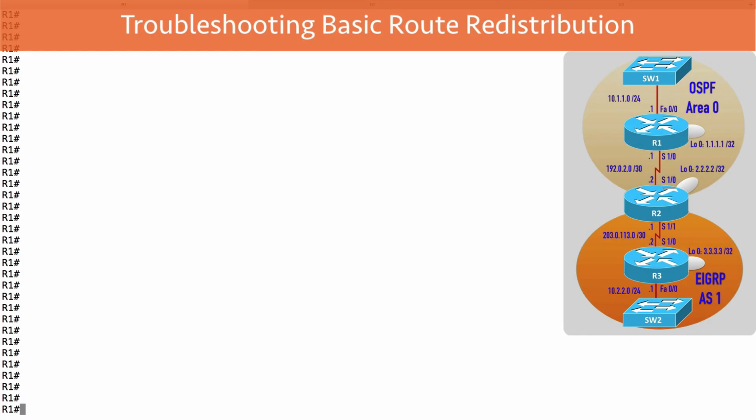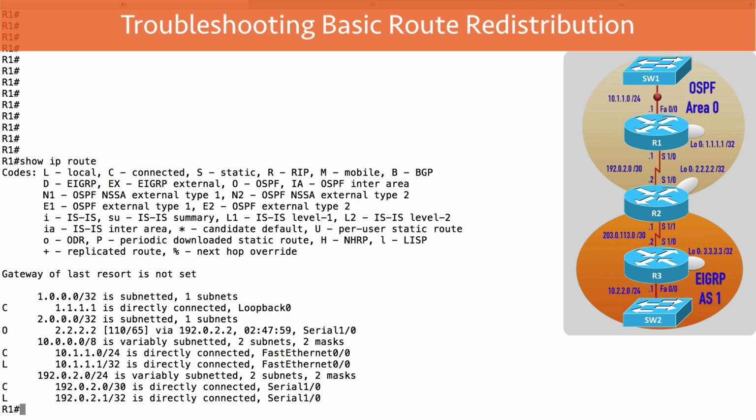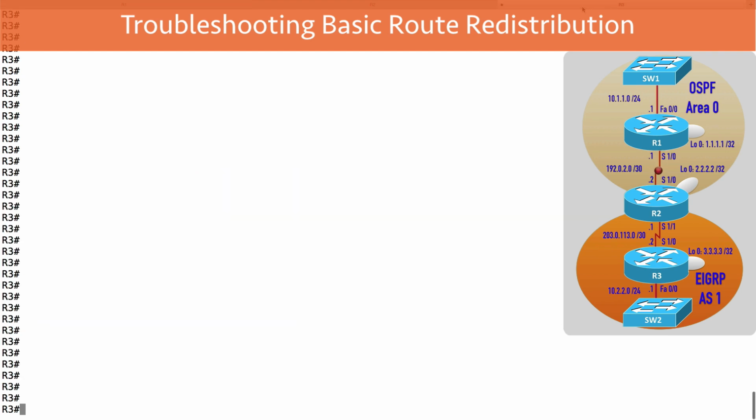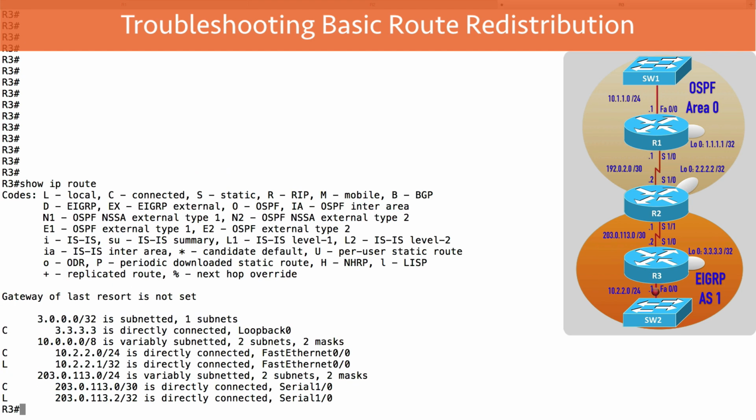In this video, we want to do a basic troubleshooting exercise for route redistribution, specifically mutual route redistribution. We're trying to mutually redistribute routes between OSPF and EIGRP, and it appears right now we're not having much success. Let's do a show IP route on R1, and we can tell that we haven't learned anything via EIGRP. If I go to R3 and do a show IP route, I haven't learned anything via OSPF.